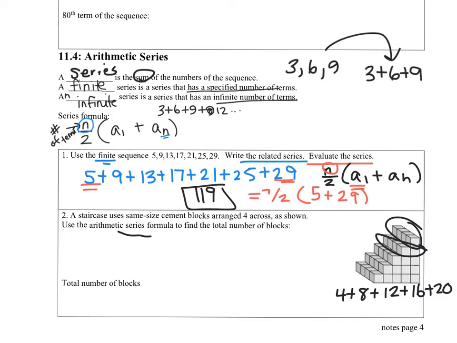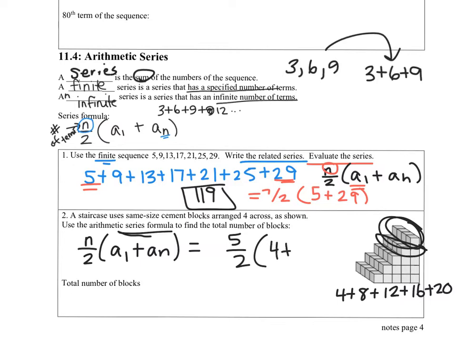I'm going to show using the formula. The formula is the number of terms over 2 times the first term plus the last term. The number of terms is 5, so it's 5 over 2. The first term is 4 and the last term is 20. So this is 60 blocks. Obviously you could just count the blocks, but I'm showing you how to do it with the formula.